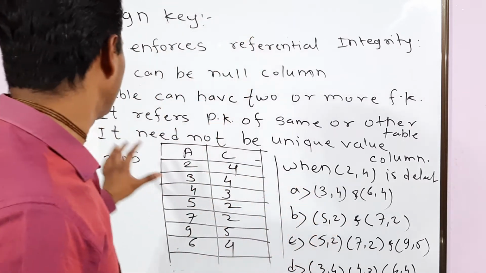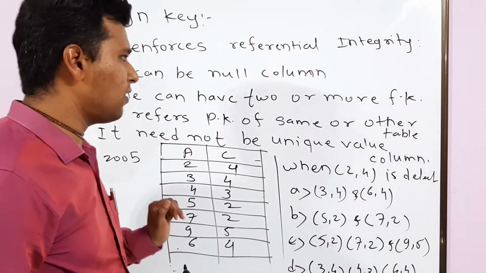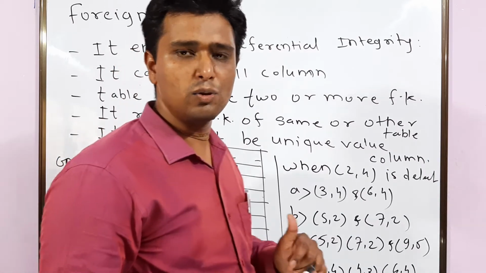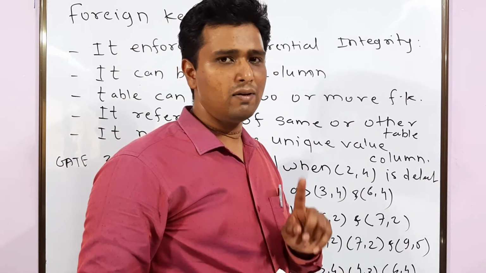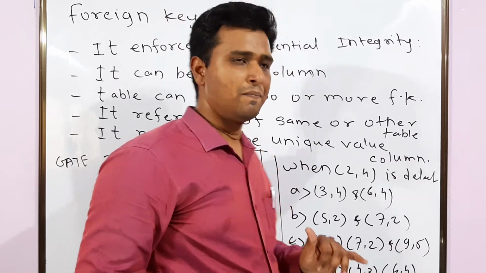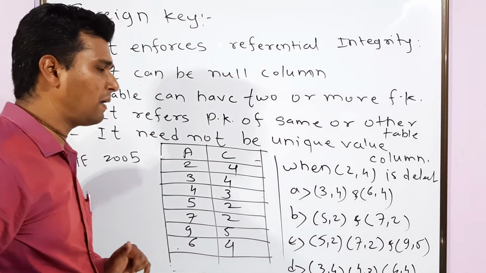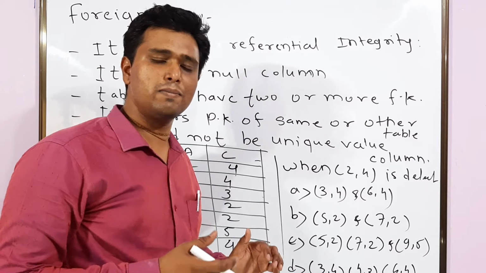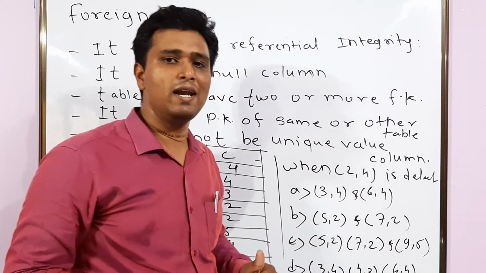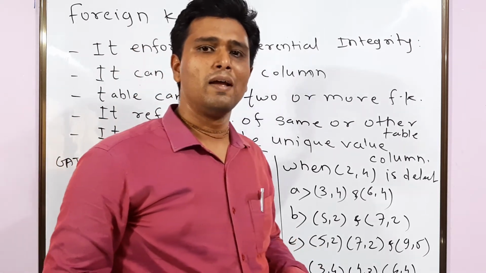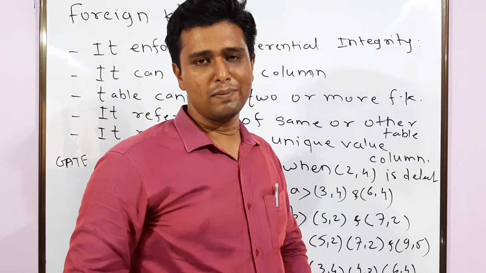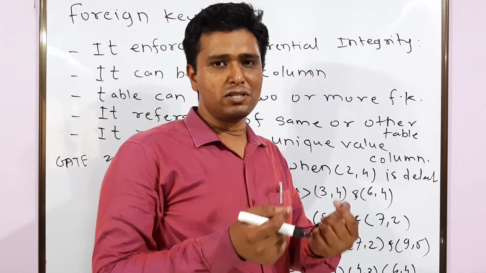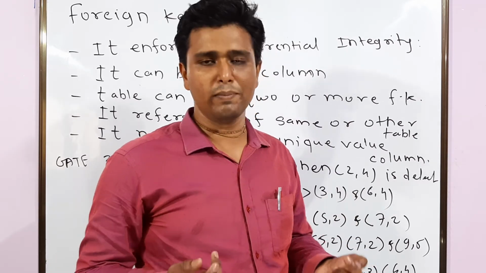The third point is, a table can have more than one, two, three, four foreign keys. The primary key will always be one, but foreign keys can be many. Now the fourth point is, it refers to the primary key of the same table or another table. You can define a foreign key in the same table using the primary key of the same table, or you can define a foreign key in another table, because it establishes a relationship between two tables.